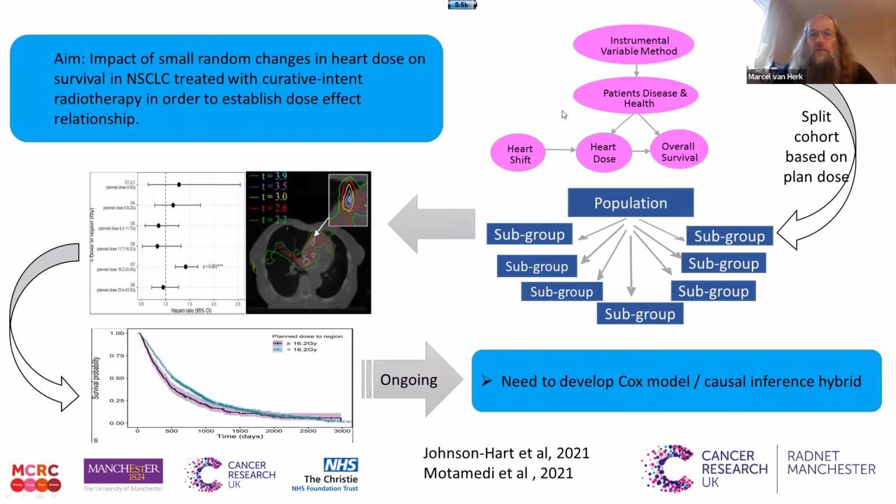So far what we've done is we've split the heart shift data into different populations which are based on the planned dose to the heart. And that allows us to see whether the dose increase has an impact for very low dose patients, for intermediate dose patients, for high dose patients. And we showed that for intermediate dose patients, there was a significant impact of the shifts on survival. So this gives us an inkling of what the dose is that we should avoid giving to these patients.